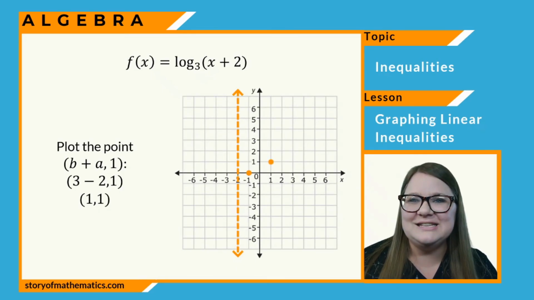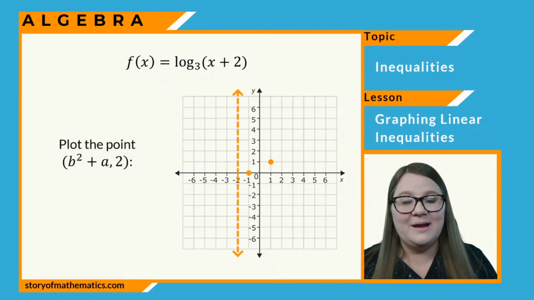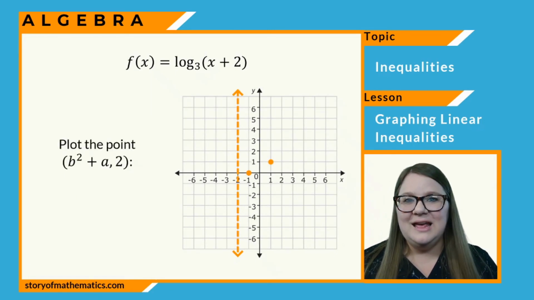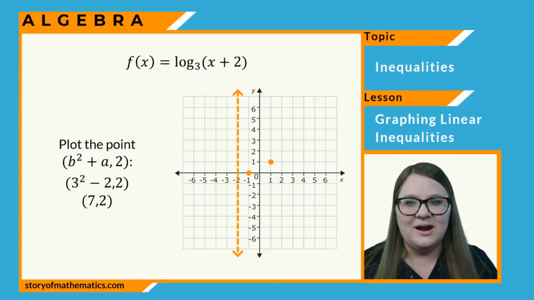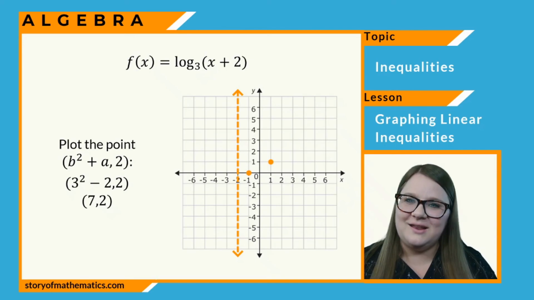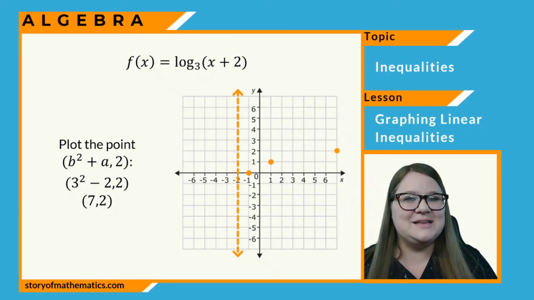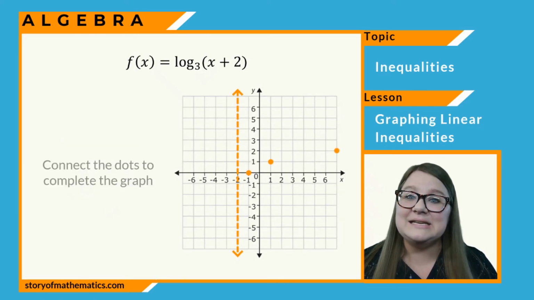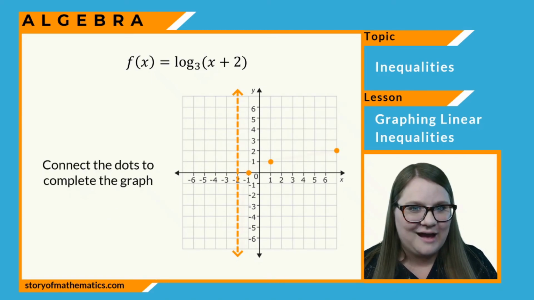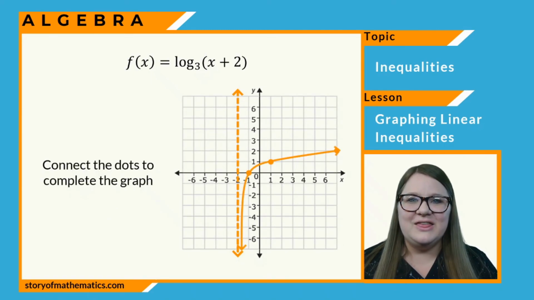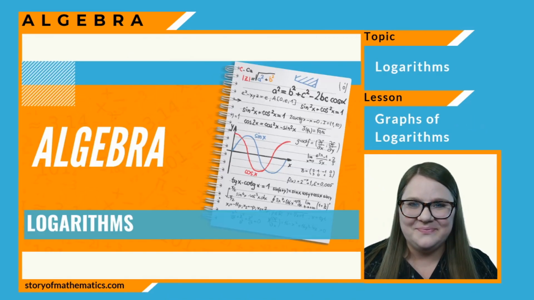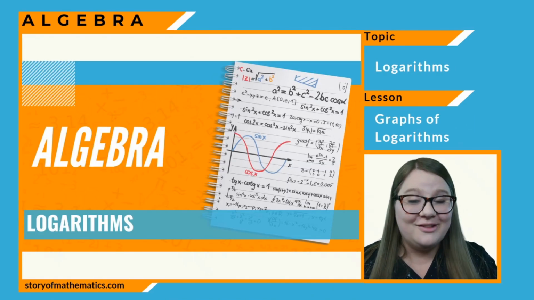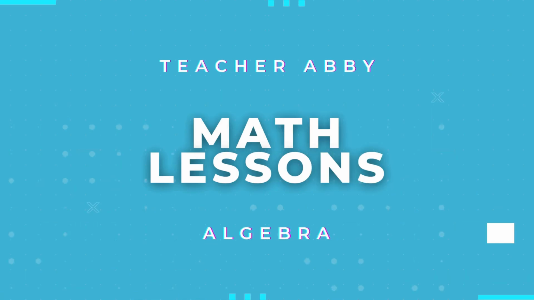Last point we need to plot is going to be (b squared plus a, 2). And again, our b is 3, so this is 3 squared minus 2, or 7. And then again, the y value is 2. So I plot (7, 2) here, and I go ahead and connect all of my dots to complete the graph. And that's going to give me this graph of the logarithmic function. So even if there's a horizontal shift, it's still the same setup. All right, that is how you graph logarithmic functions.